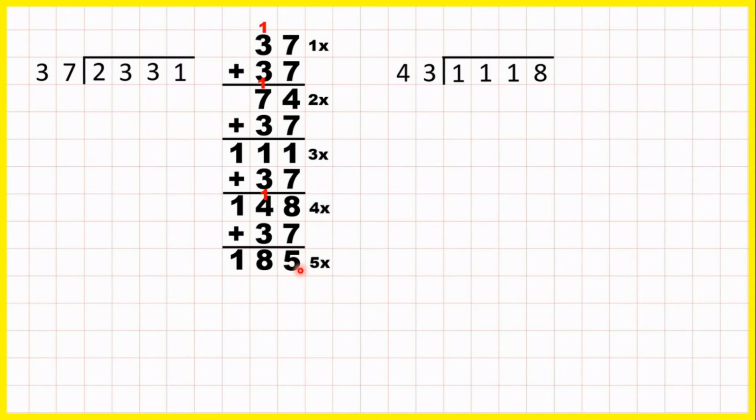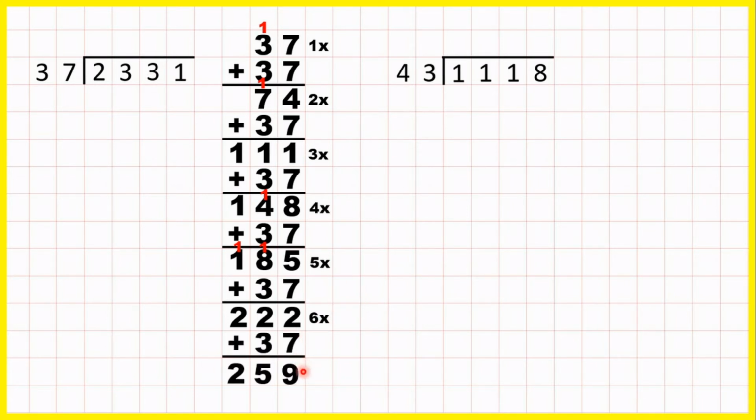But 185 isn't close to 233, so we need to keep going and add another 37. That gives us 222 for 6 times, which is close to 233. But to be sure, we can add another 37 and we get 259 for 7 times. So remember, we're taking the first 3 digits together because 23 is less than 37. So taking the first 3 digits, we need a number that's close to 233 but still less than 233.